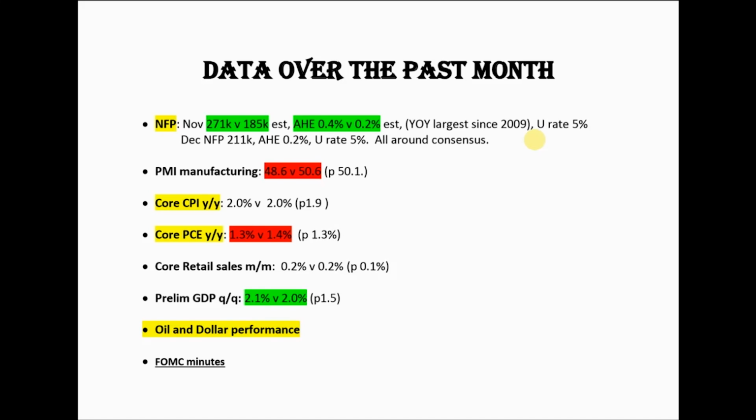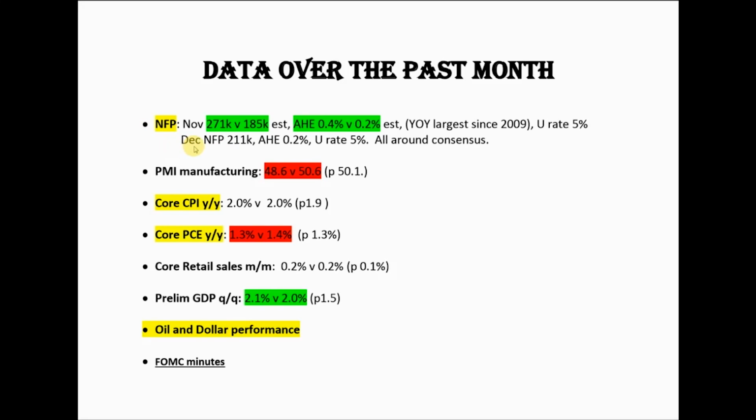Now we've had 2 non-farm payrolls prints since the October meeting. In November we got a very, very strong payrolls beat, 271,000 versus 185,000 expected. Average hourly earnings, which is often emphasized by the Fed as it feeds into inflation, came in at 0.4% versus 0.2% expected, and the unemployment rate held steady at 5%.